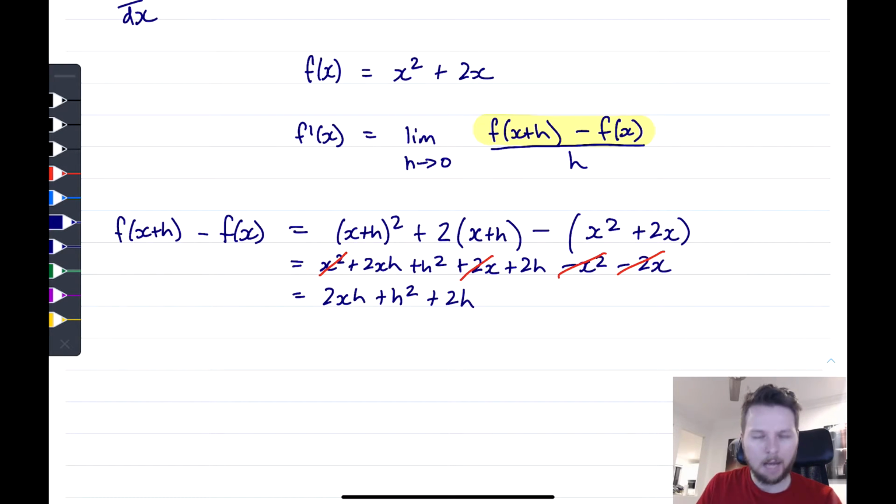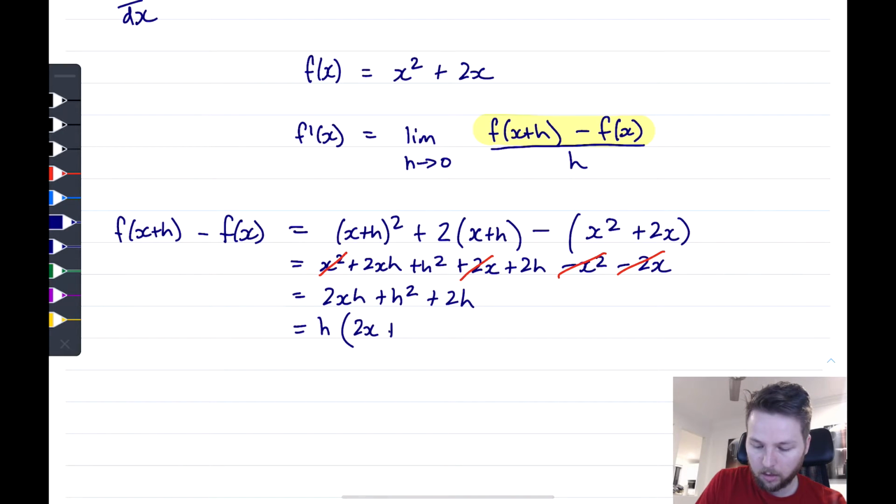Okay, now one more step before we go back to our gradient function is to factorize by h, because this is going to make it really easy when we go to divide by h. What we're going to do now is put h outside of the brackets and factorize by h. So everything that's being multiplied by h, we basically take an h outside the brackets, like so. If you expand in your head, you can see that that is the same as what's written above. 2x times h, then you've got h times h is h squared, and 2 times h is 2h. So we've just factorized an h there.